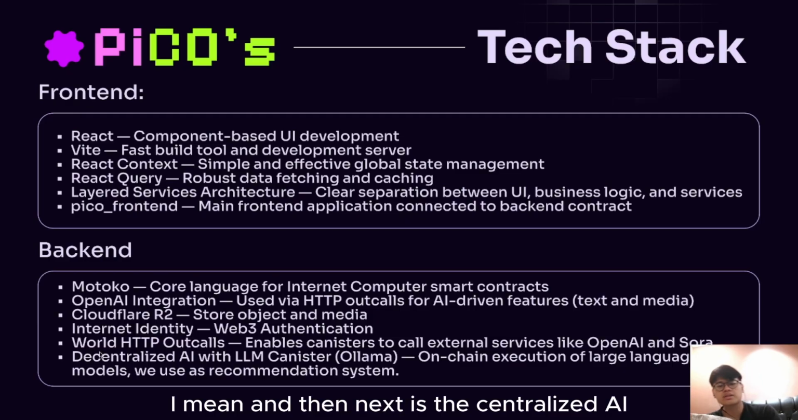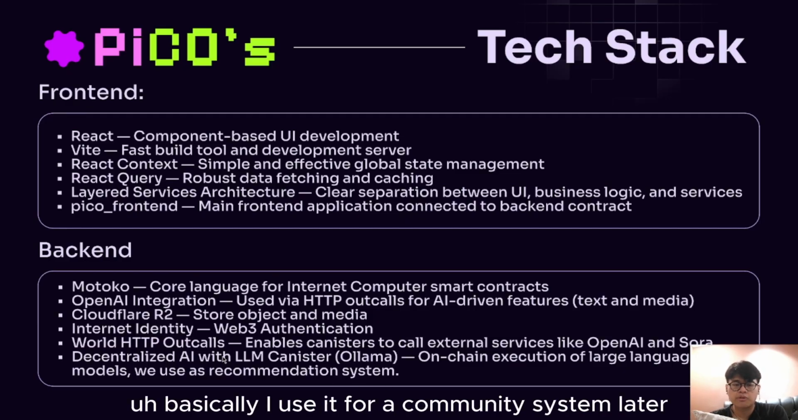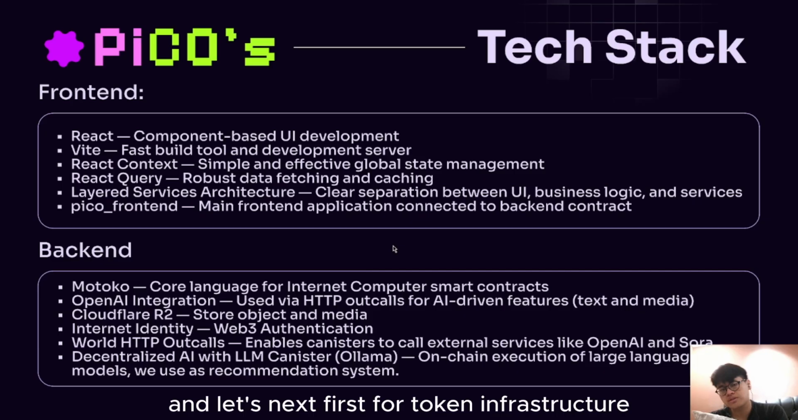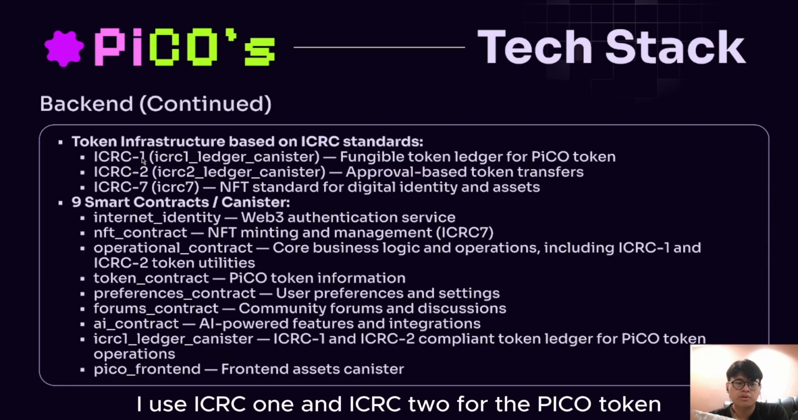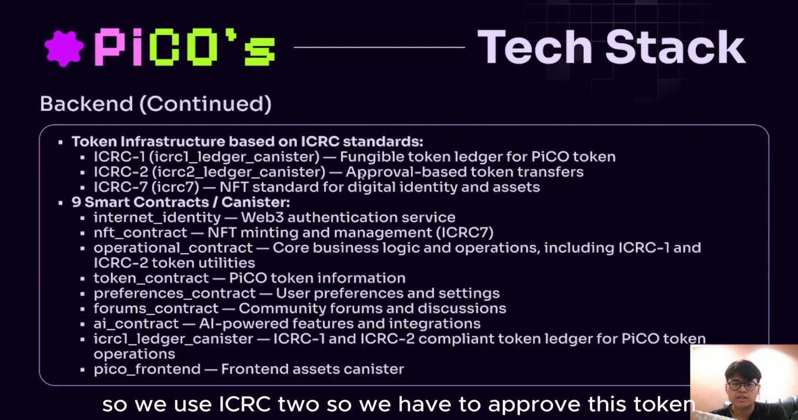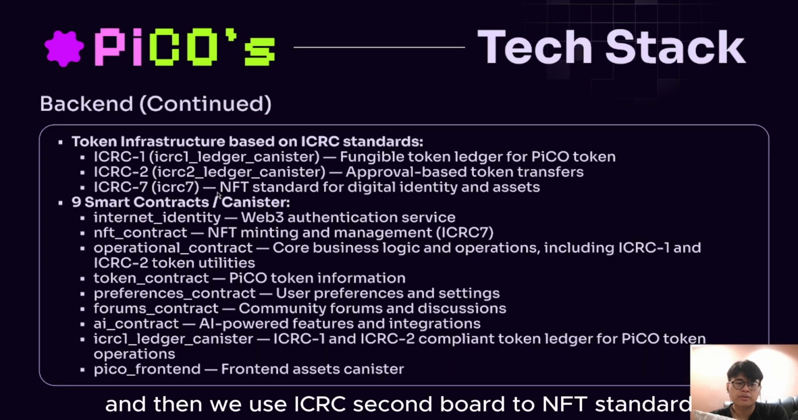Next is decentralized AI with LLM Canister or Llama. Basically, I will use it for the recommendation system later. And next, for the token infrastructure, I use ICRC1 and ICRC2 for the Pico token. And then we use ICRC7 for the NFT standard.